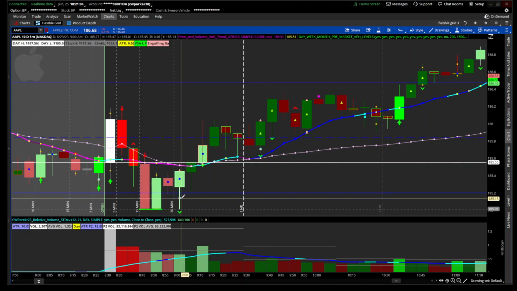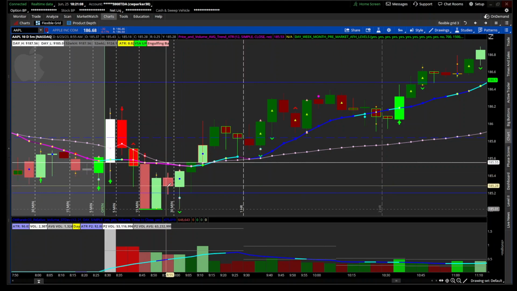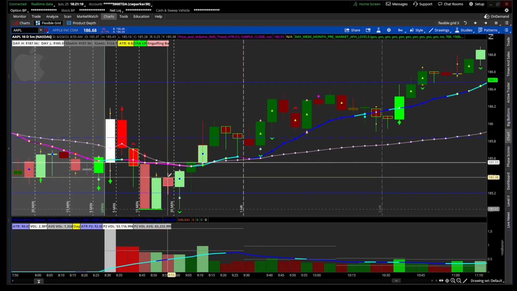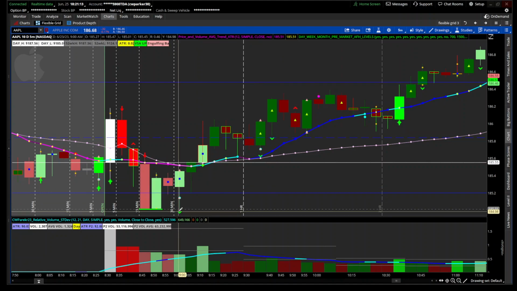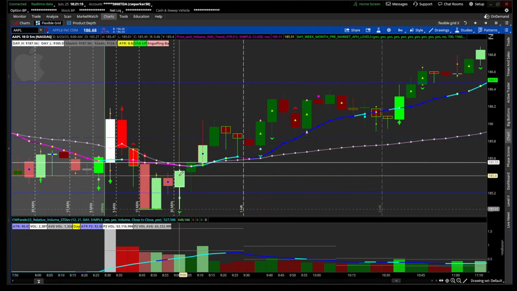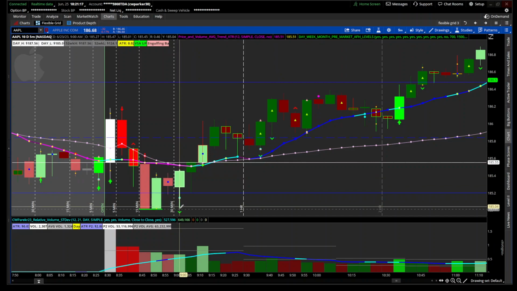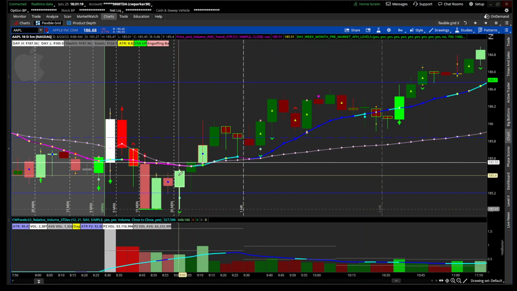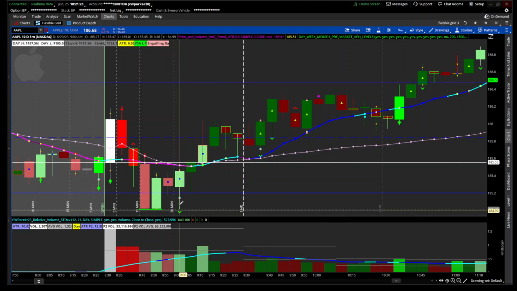And you got this blue dot right here. This blue, or the cyan dot right here, represents a lower low and a higher close. So I got a lower low and a higher close right here, and it's showing you that there's a divergence. So you got a lower low and a higher close.